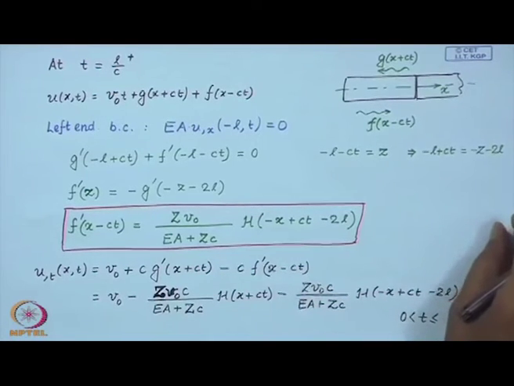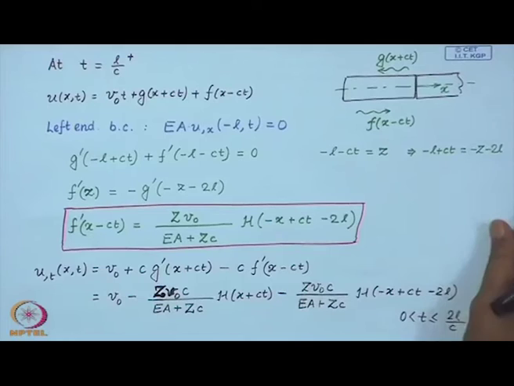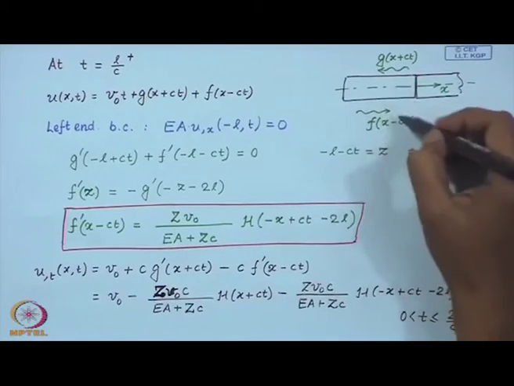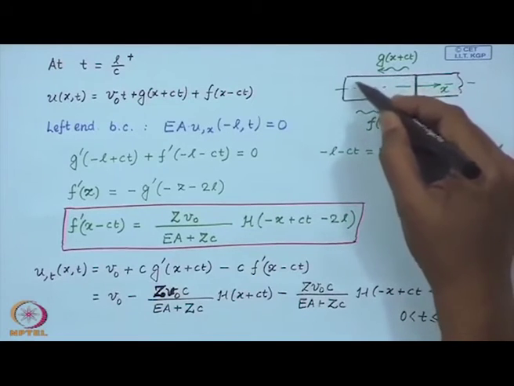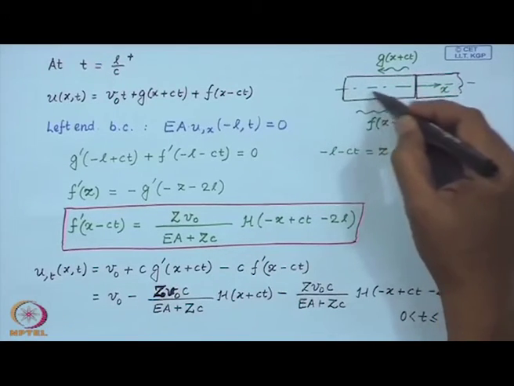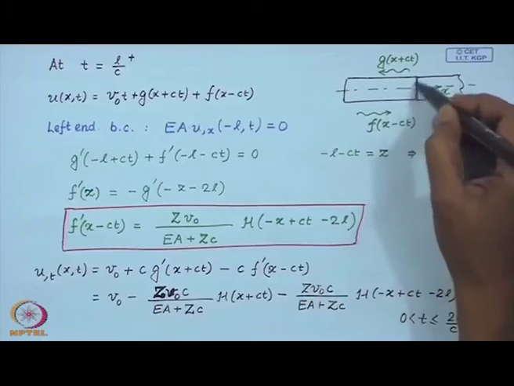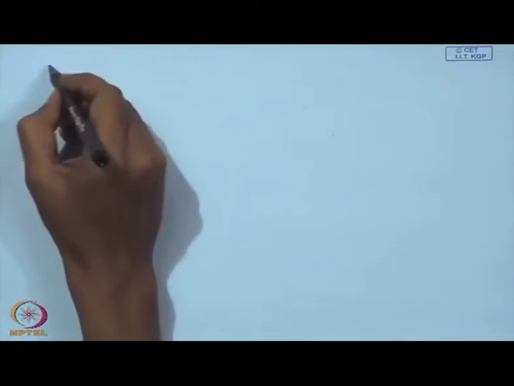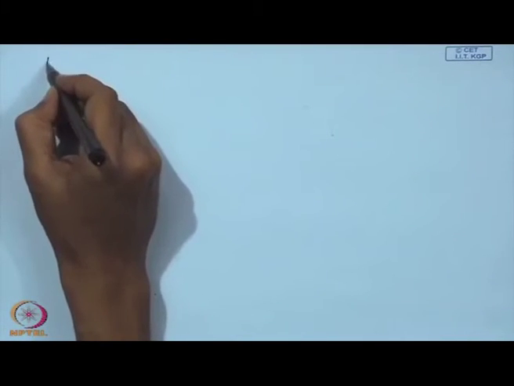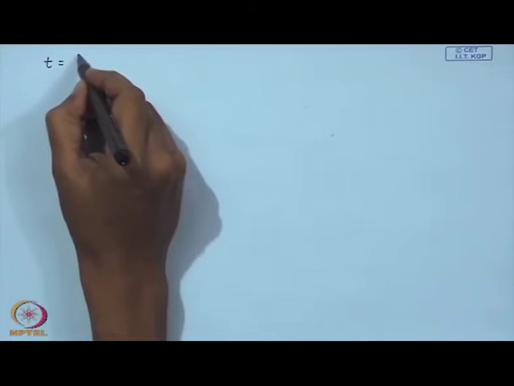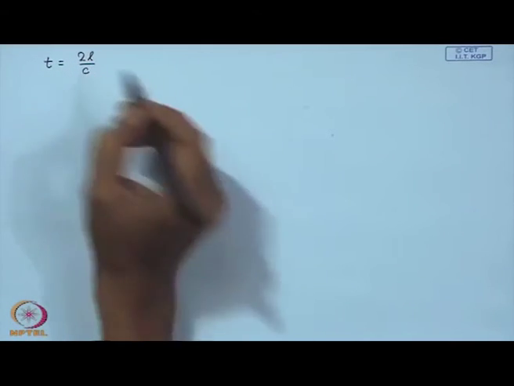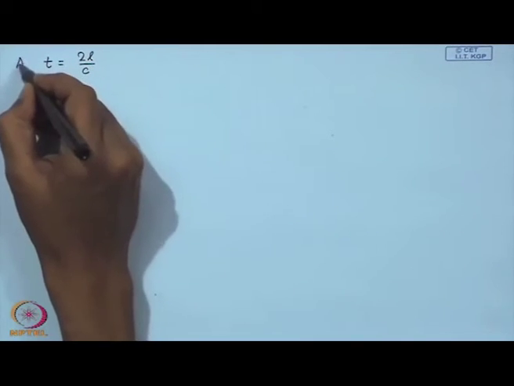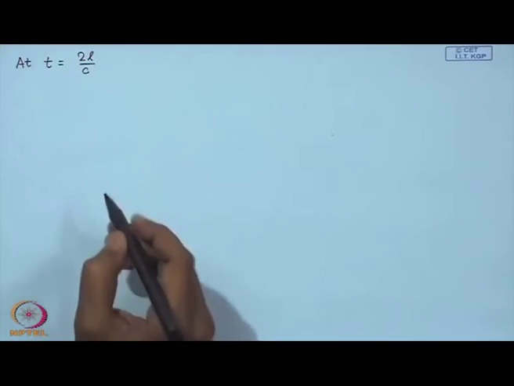Now, let us look at what happens at 2L over c. Which means this wave g reflects here and f is produced, and now this f has reached this end of the bar. So, what we are interested in looking at is the velocity at time 2L over c.